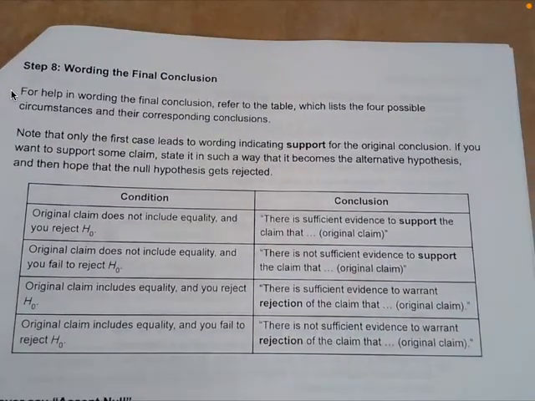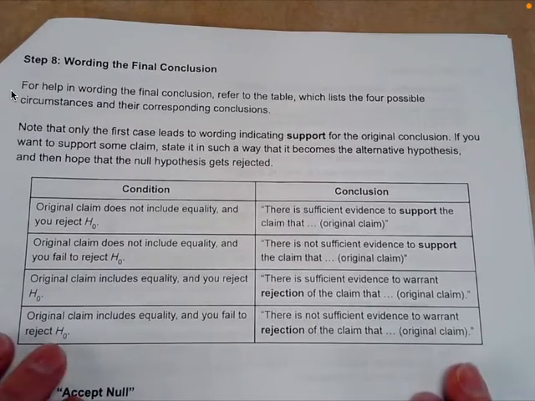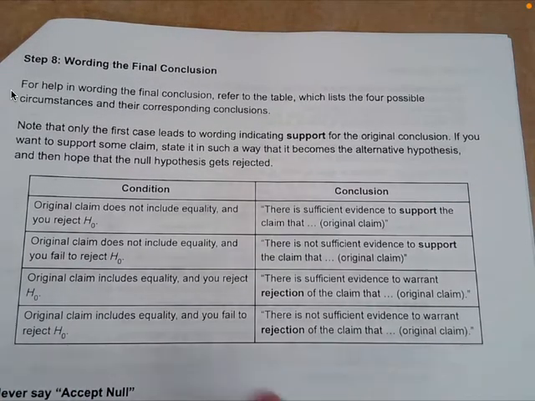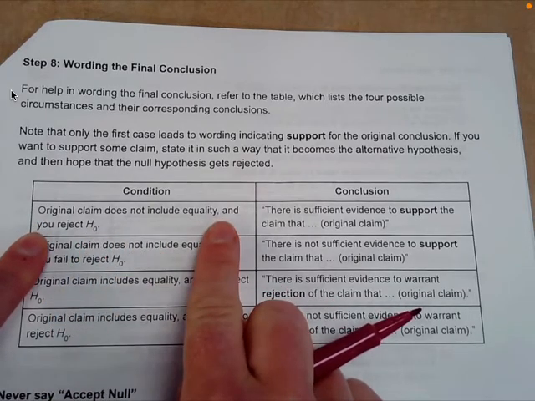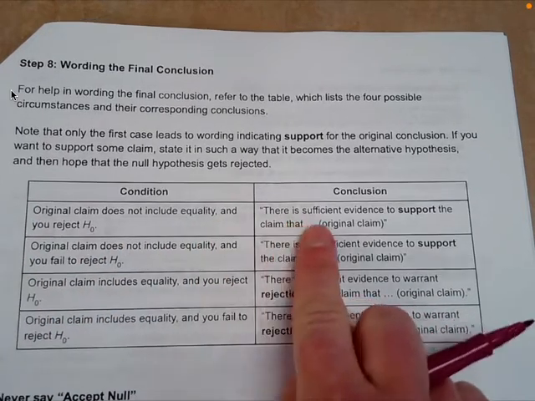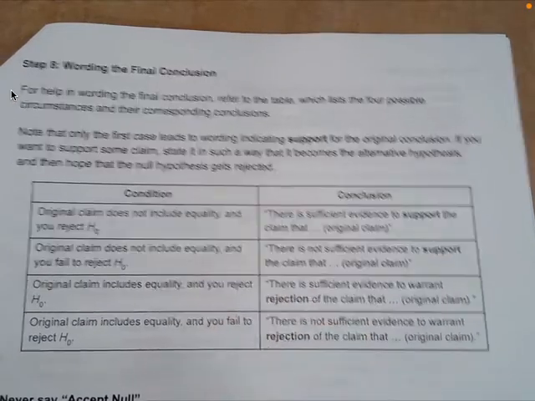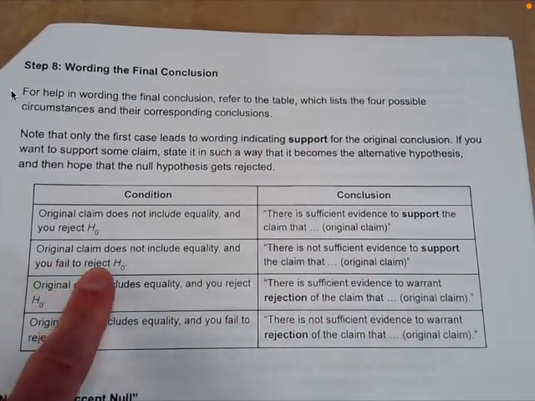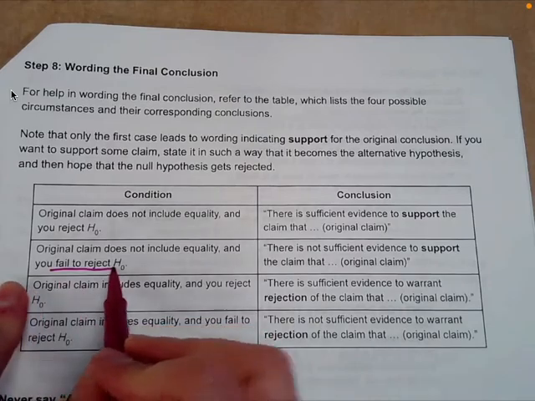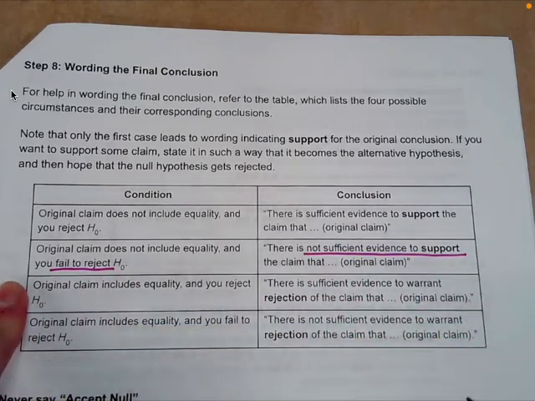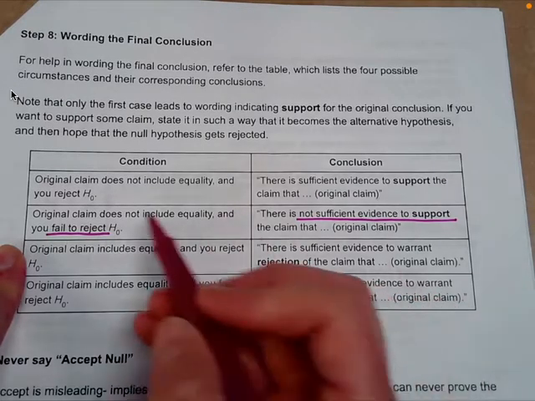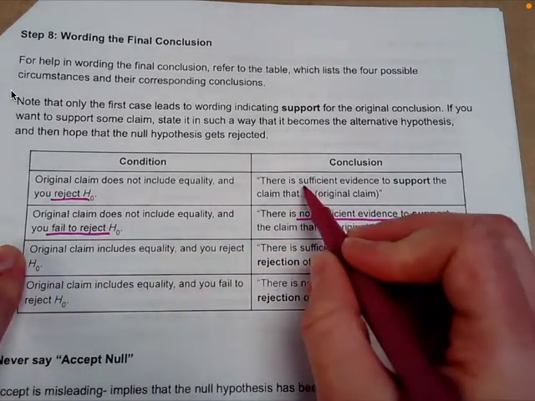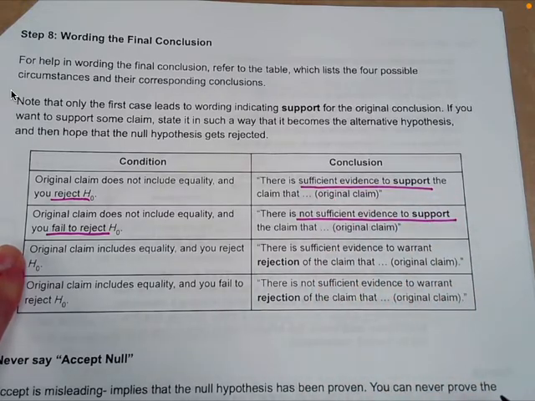Let's see. Wording the final conclusion. So refer to this table to help you write your response. So if the original claim does not include equality, and you reject the null, there is sufficient evidence to support the claim. Anytime you fail to reject, there is not sufficient evidence to support the claim. If you reject, there is sufficient evidence to support the claim.